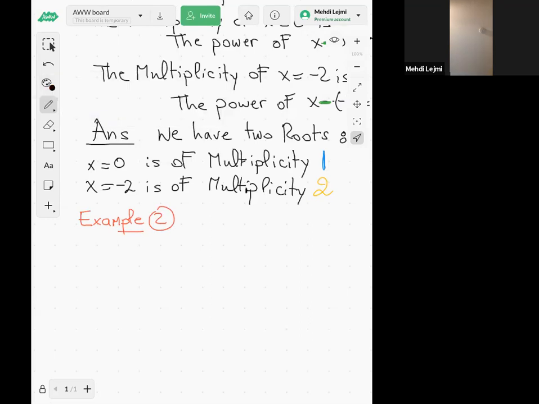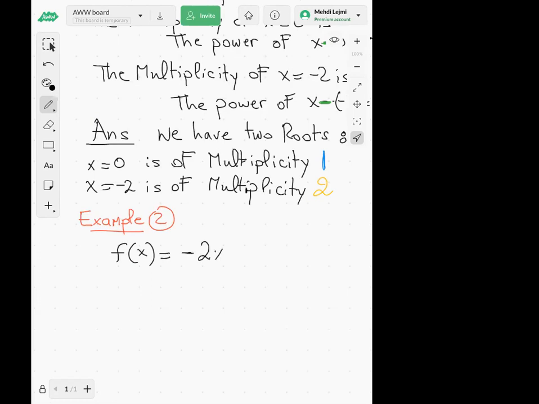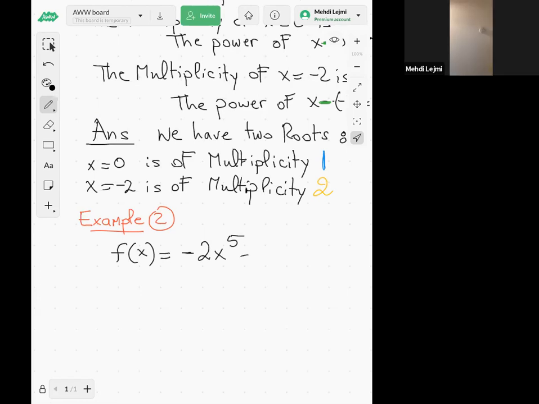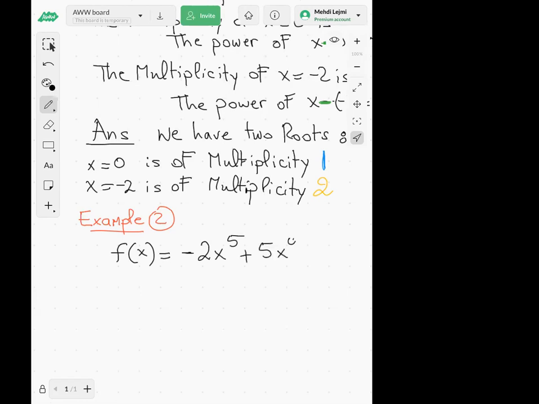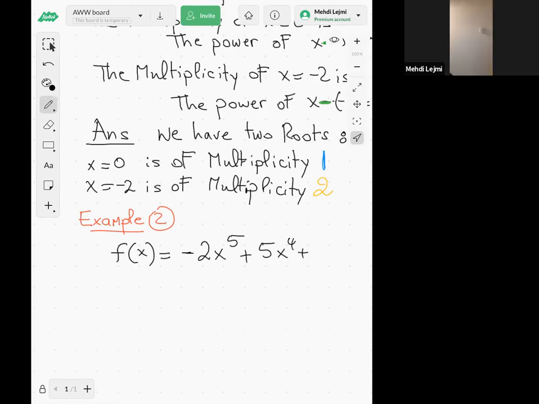Right, so let's say my f of x is -2x to the power 5 plus 5x to the power 4, and minus, not plus, minus 3x cubed, right? So again, the question is to find the roots and their multiplicities.